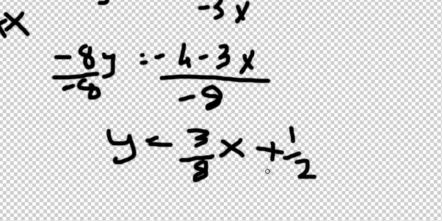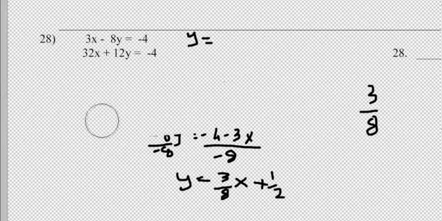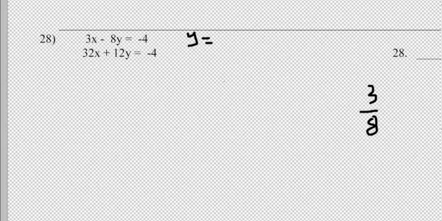But again, you don't need that. Make sure what you did: you got rid of the x, divided by the number next to the y, and now the number next to the x, the slope, is 3/8. I'm going to write that right there, because I'm going to get rid of this and do the other one. So there we go. Let's have a look at the other one.